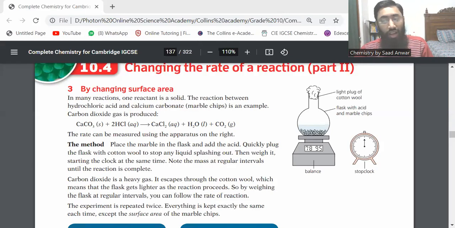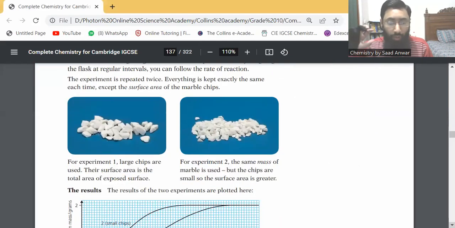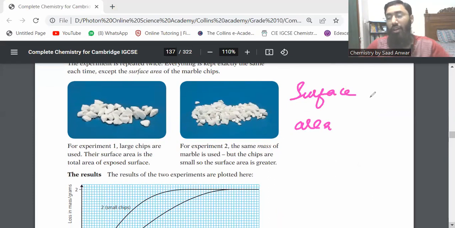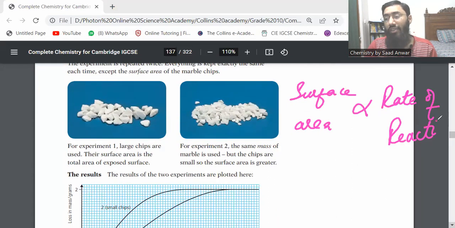What I am going to do is explain this topic by the diagrams, and I am just trying to deliver the concept, right? Remember guys, when surface area is high, meaning greater surface area, then the rate of reaction is high, a greater rate of reaction. We can say surface area is directly proportional to rate of reaction. High surface area means the rate of reaction is high.